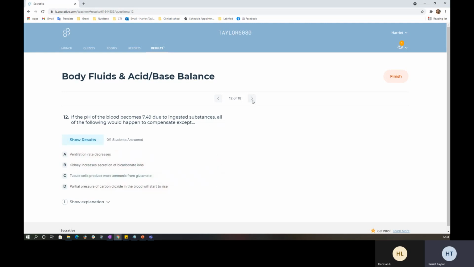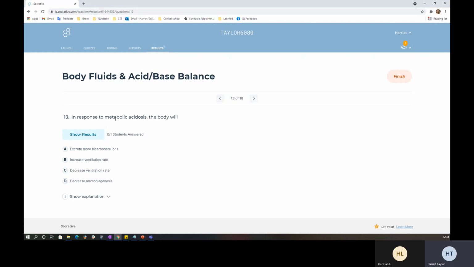Right, next question. In response to metabolic acidosis, the body will what? Excrete more bicarbonate, increase the ventilation rate, decrease the ventilation rate, or decrease ammonia genesis? What do we think? So we've got acidic blood. How are we going to make it less acidic? The answer here is increasing the ventilation rate.